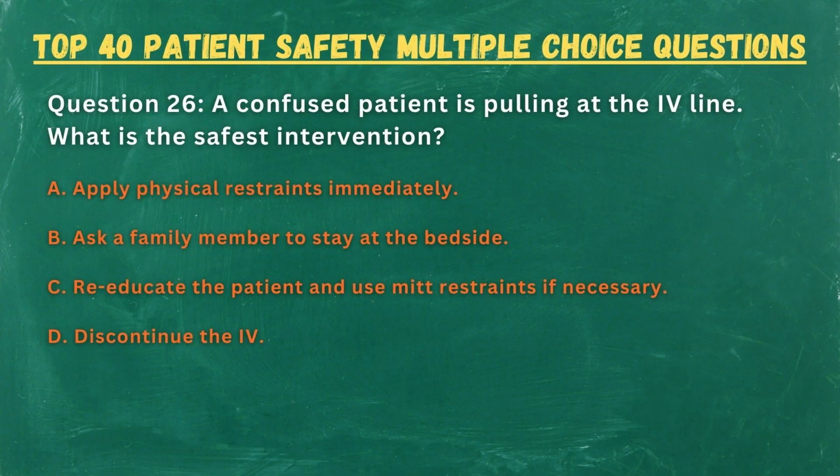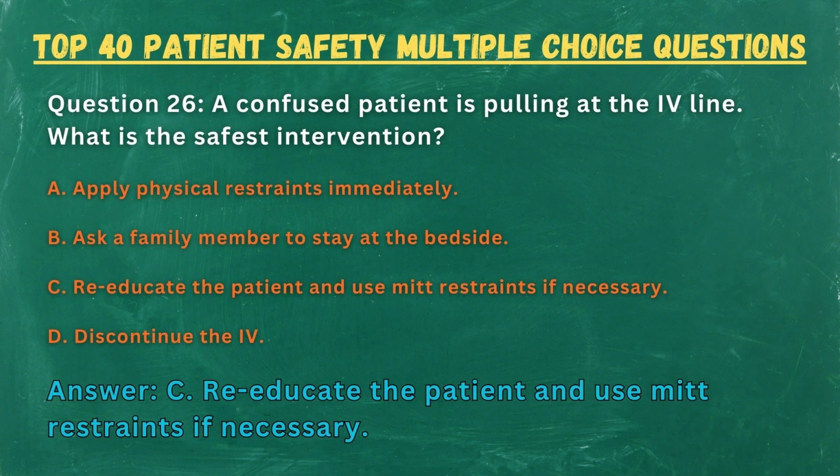Question 26. A confused patient is pulling at the IV line. What is the safest intervention? A. Apply physical restraints immediately. B. Ask a family member to stay at the bedside. C. Re-educate the patient and use mitt restraints if necessary. D. Discontinue the IV. Answer. C. Re-educate the patient and use mitt restraints if necessary.